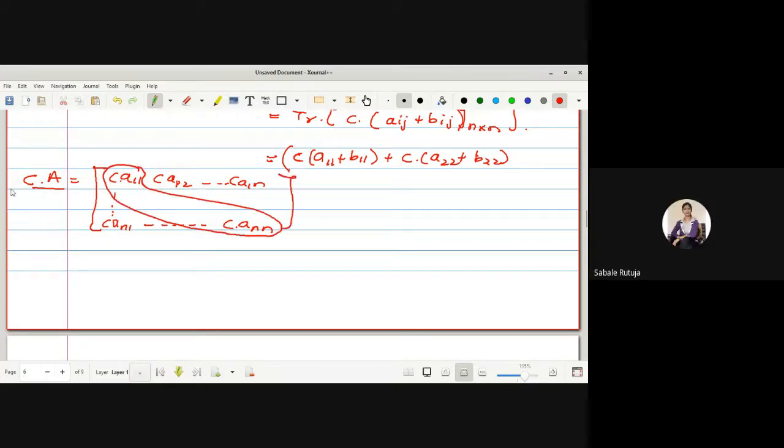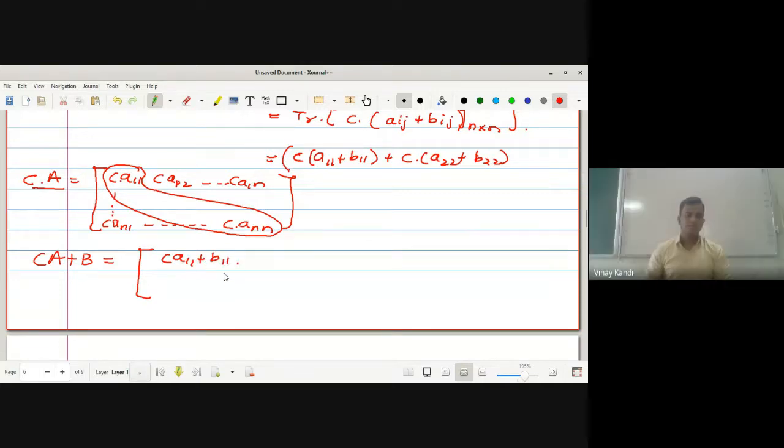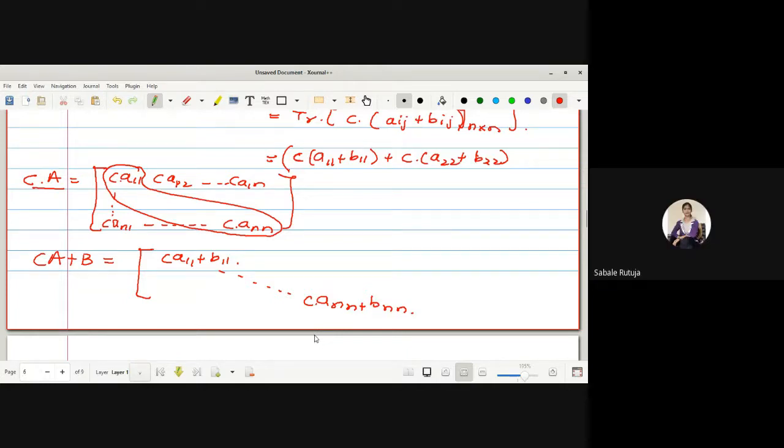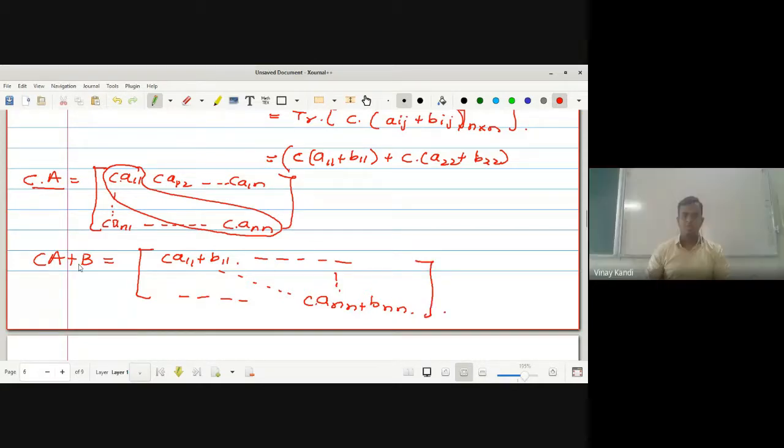Now CA plus B, what will it be? CA11 plus B11. Is it correct? Similarly, what will the last diagonal element be? C into Ann plus Bnn. Is it correct? Yes, sir. Okay, this is your matrix, C into A plus B.